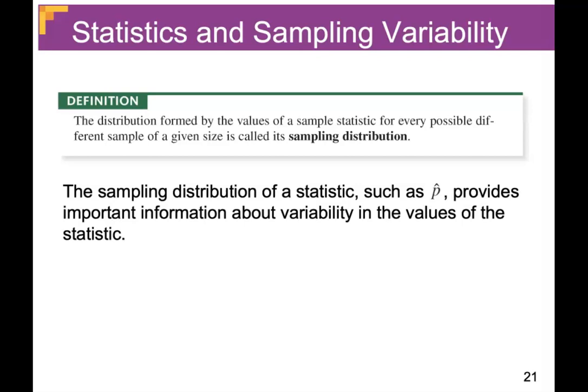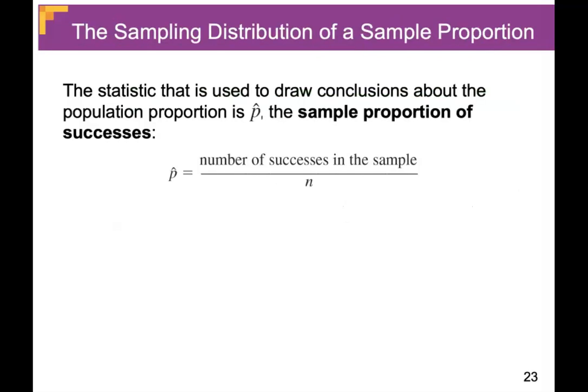So theoretically, if we were to consider every single possible sample, then it would have a lot of different values. And we want to look at those different values so that we can see some important information about the variability of the values of a particular statistic. I've been talking about this p-hat frequently, and just in case we have forgotten what p-hat represents, p-hat is your sample proportion of successes. So it's simply calculated by taking the number of successes in the sample and dividing by n, the sample size.